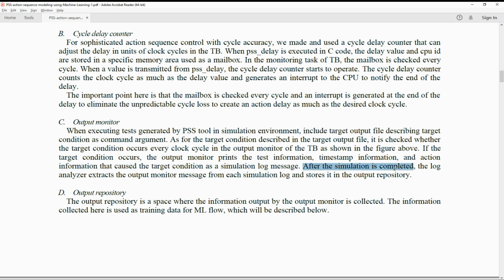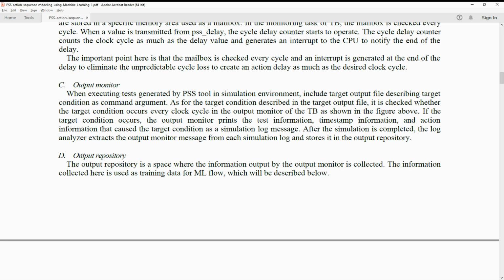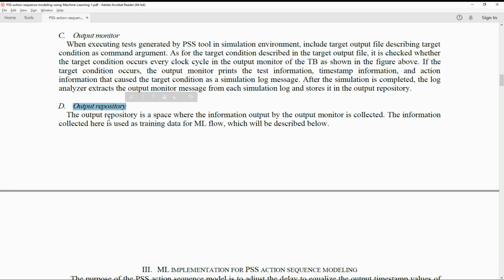After the simulation is completed, the log analyzer extracts the output monitor message from each log and stores it in the output repository. The output repository is a space where the information cut out by the output monitor is collected. The information collected here is used as training data for MLflow, which will be described below.